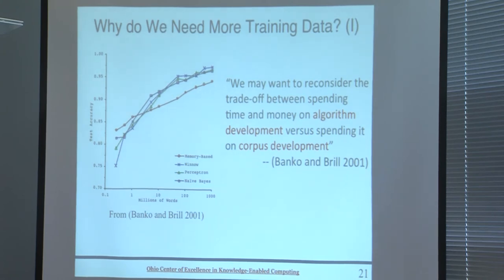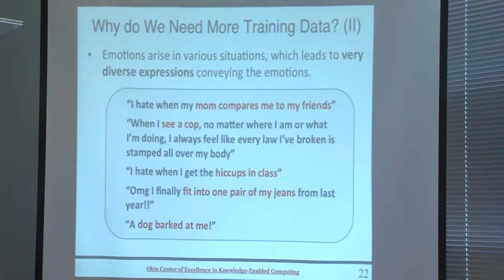So now when we switch to emotion identification, why do we need a large amount of training data? Because there are just different emotion situations in our daily life. If you look at these examples: I hate when my mom compares me to my friends. You have seen this one: coughing or getting the hiccups in class, right? And this one: fitting into one pair of my jeans. And the last one: a dog barked at me. So there are just so many different types of emotion situations in our daily life. So if we want to be able to identify emotions, we really need a large corpus that can capture different emotion situations, right?